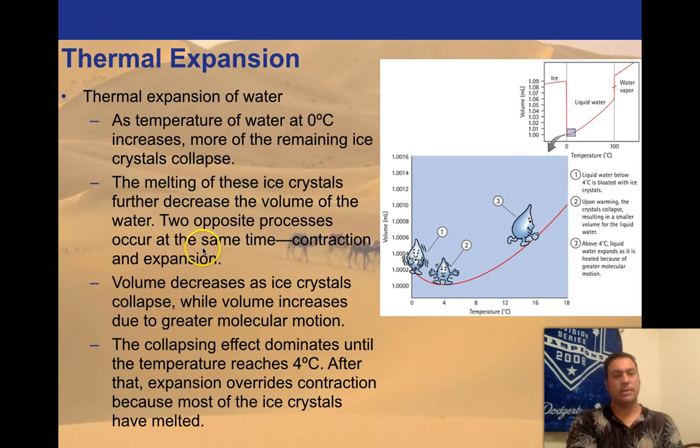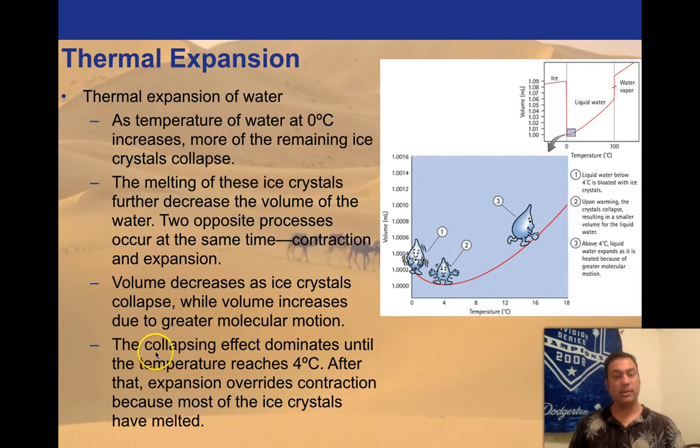Two opposite processes occur at the same time: contraction and expansion. Both are happening at the same time, right? The contraction is occurring as a consequence of the phase transition from solid to liquid, but of course it's warming up, so the liquid is actually expanding, and so they're competing one with another. The volume decreases as ice crystals collapse, while volume increases due to the greater molecular motion. The collapse effect dominates.